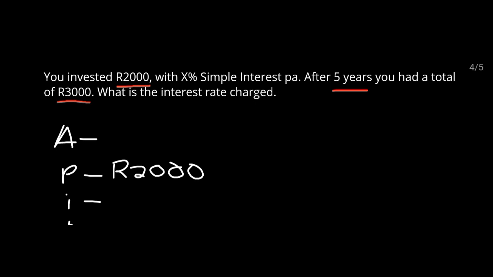With an X percent simple interest. We don't know the interest, it's X percent. Then, after 5 years, that is the number of years, that is the period. You had a total of 3,000 rand. So that is the accumulated amount. So we know that as A, we have 3,000 rand.